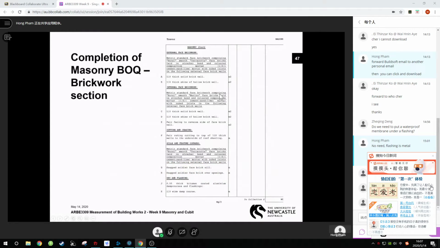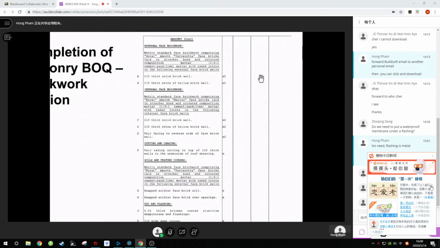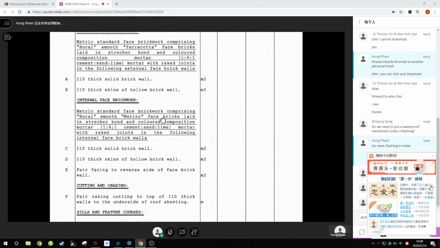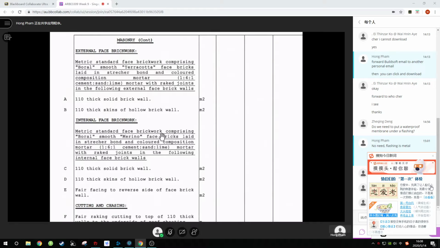Okay, so this is the sample of the BOQ. Remember, we have common brick and face brick, common brickwork and face brickwork, to measure separately. We have gone through the BOQ for common brick, and now for face brick it's the same thing, but under different categories. So for face brick, you have external face brickwork and internal face brickwork.